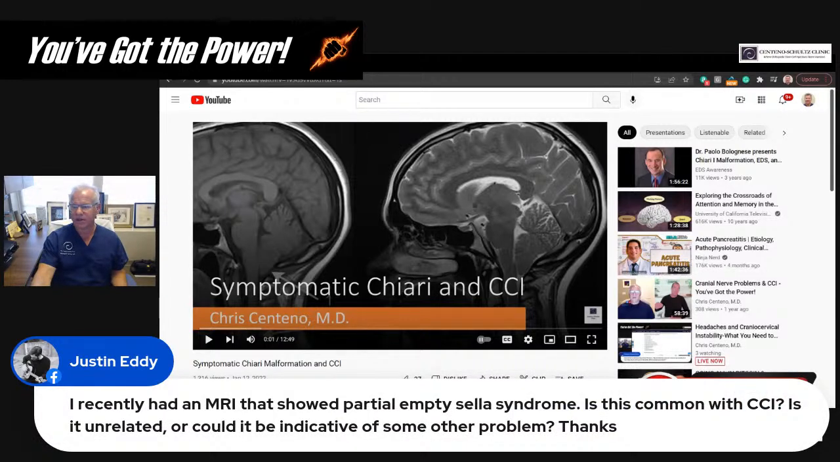Justin, I recently had an MRI that showed partially empty sella syndrome. Is this common with CCI? Is it unrelated? Could it be indicative of some other problem? Yeah, Justin, not common in CCI. So you definitely want to talk to a neurosurgeon or neurologist specifically about that issue and whether or not it might have some crossover in your clinical scenario.